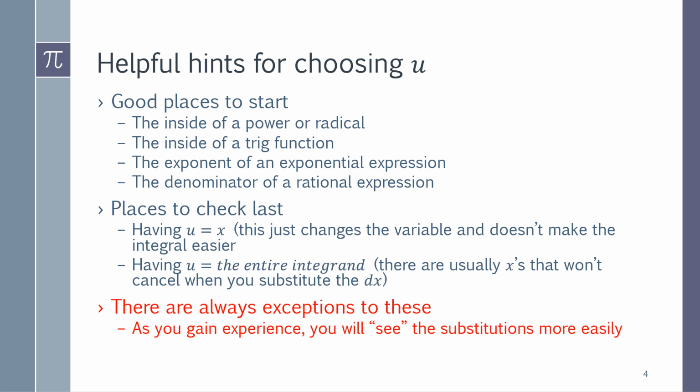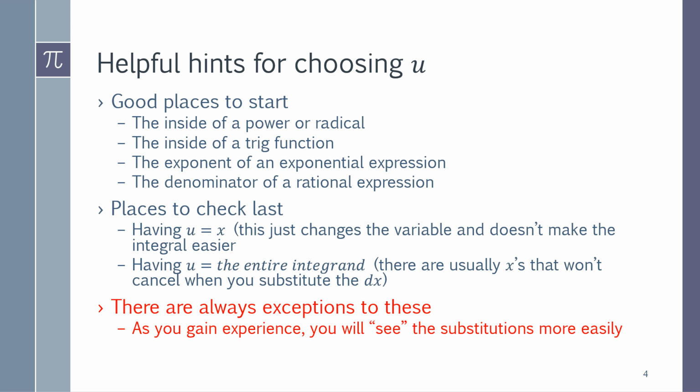Some helpful hints as you're trying to decide what u is. Again, these are not hard and fast. This comes with experience. Good places to start: if I have a power, choosing the inside of a power or radical, since radicals are powers also. Choosing the inside of a trig function. The exponent of an exponential, or the denominator of a rational. None of those are perfect. You will still have trial and error. Heck, I've been doing this for years, and I still have trial and error. But those are good places to start.